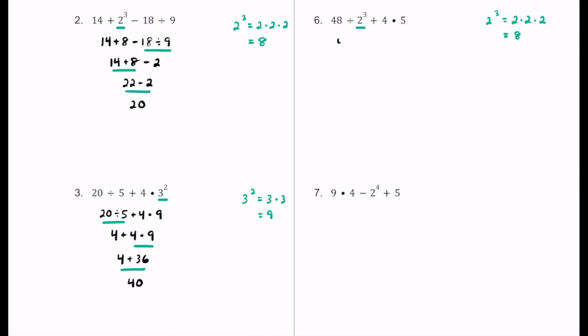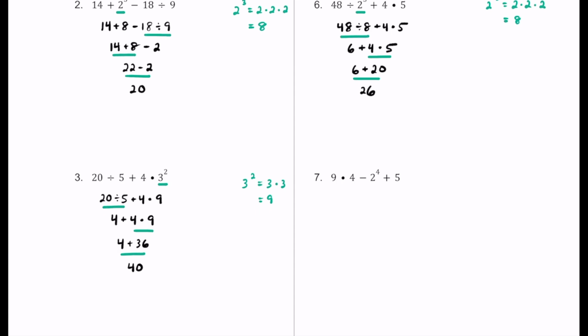So we can write 48 divided by 8 plus 4 times 5. So we have division, addition, and multiplication. Division and multiplication are tied, but division gets to go first because it's to the left. 48 divided by 8 is 6. So we have 6 plus 4 times 5. Between these two, multiplication wins, gets to go first here. 4 times 5 is 20, so we have 6 plus 20, and 6 plus 20 is equal to 26.